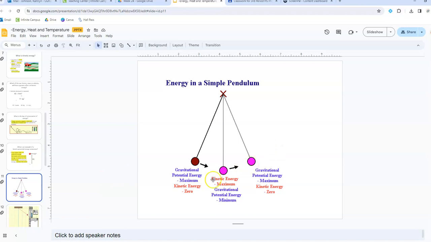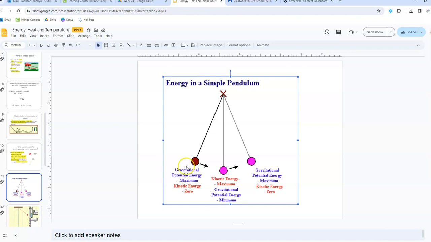And then here's that in a pendulum. And I would like for you to highlight all of this, and all of this. I just can't do it on the computer right now.